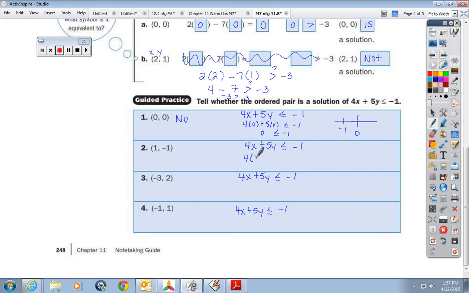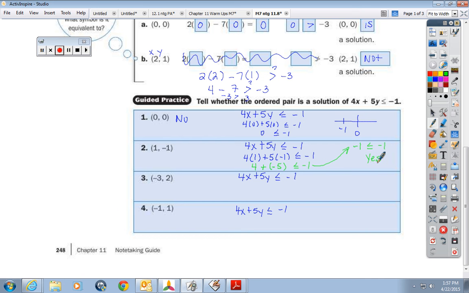Then which number am I replacing y with? -1. And I'm asking, is that less than or equal to -1? Well, 4 times 1 is 4. 5 times -1 is -5. So we're asking this. Now, what is 4 plus -5? -1. Is -1 less than or equal to -1? Yes. So that is a solution.